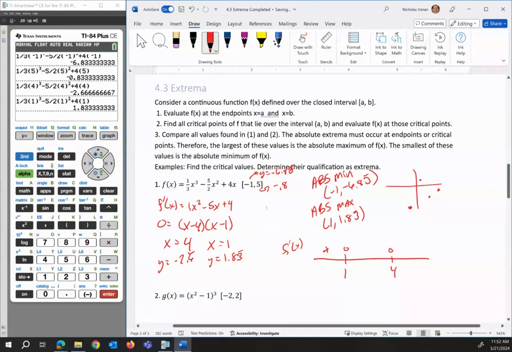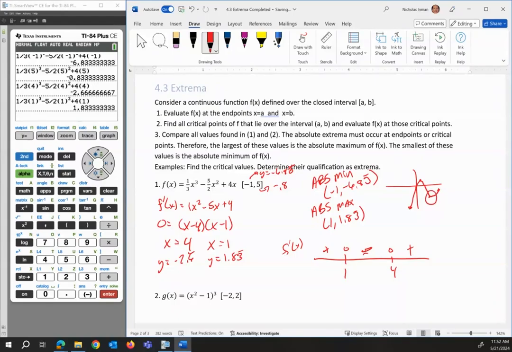Between 1 and 4, so a number like 2, if I plug 2 into here, 4 minus 10 plus 4, that would be negative 2, so a negative slope. Notice how we are decreasing from here to here. And then if I plug in a number bigger than 4, but still in my bounds, like 5, into our derivative, 25 minus 25 is 0, plus 4 is 4. So yeah, we are going to be increasing.